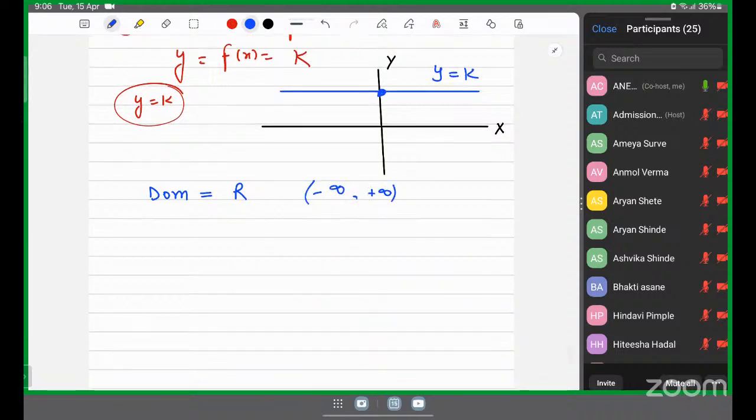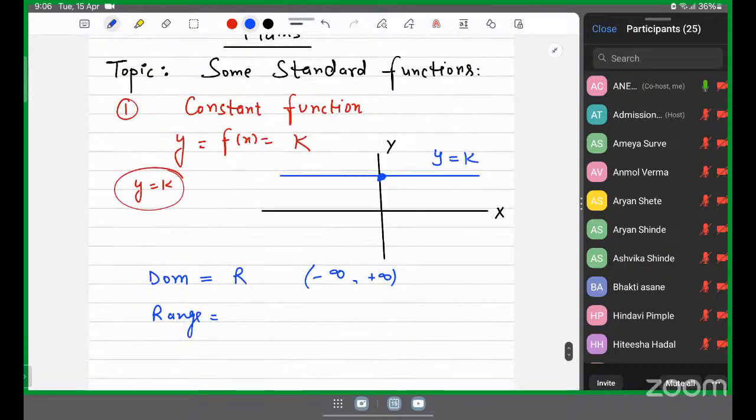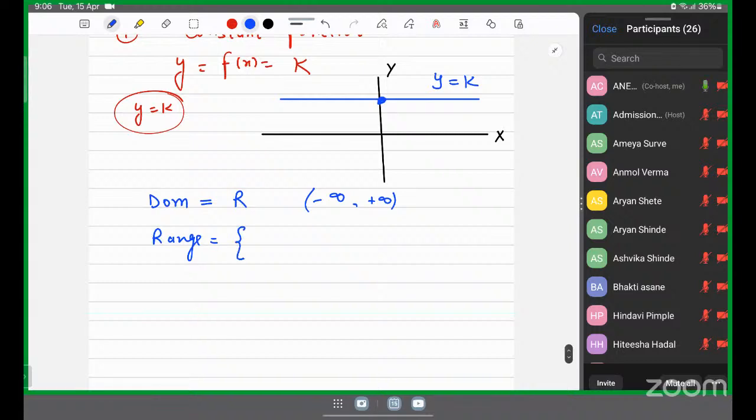And if you look at its range, according to the behavior of the function, it is a constant function, which implies that whatever the input, the output will be the same value. Let's say I have a constant function f of x equals 2. If I input 1, the answer will be 2. If I write f of 2, the answer will be 2. If I write f of 3, the answer will be 2. If I write f of minus 2, again it will be 2. So the output is only one element, that is the constant value. So its range will be a singleton set with the constant value k.